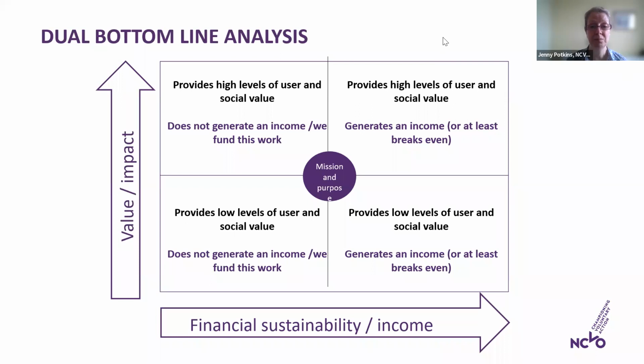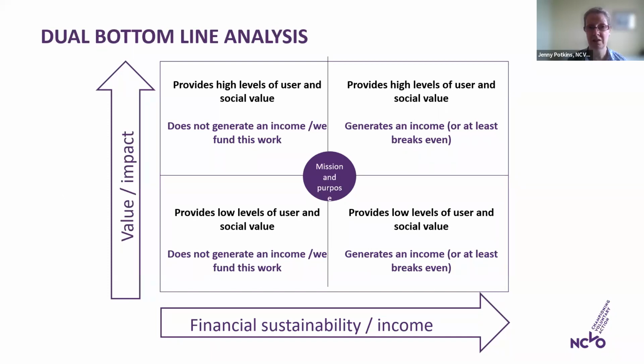The top left means high social value, but not generating income. You might be putting resources into those. And for NCVO, like very many charities, this is where an activity like campaigning would sit. Bottom right means low social value, but may bring in quite a lot of income. Something here may be a very useful activity, therefore, for supporting your high social value, but low or no income generation activities like campaigning.